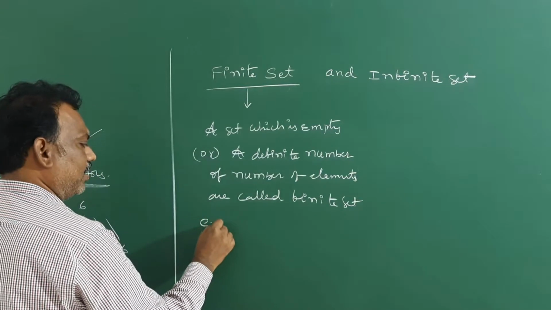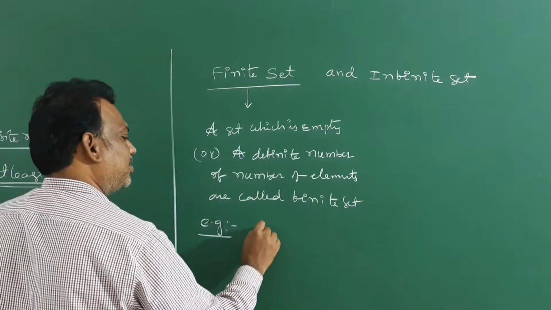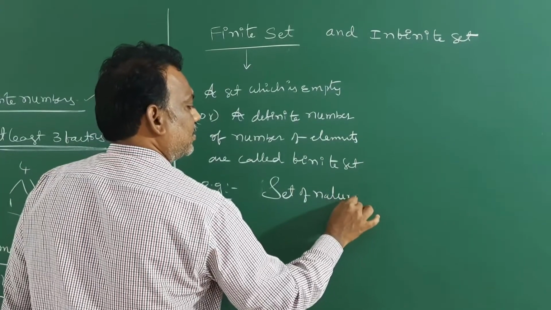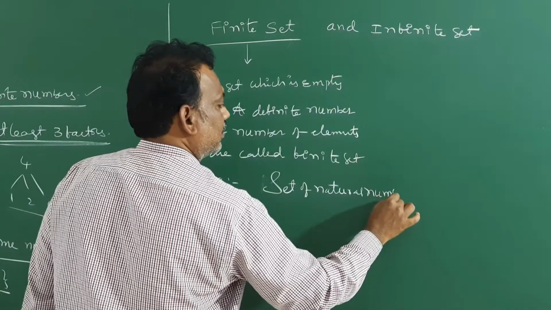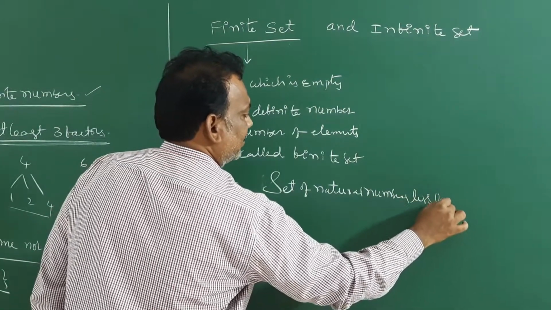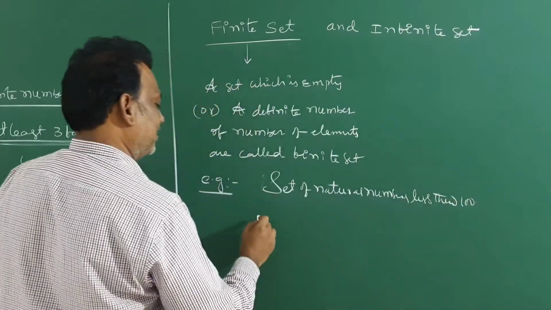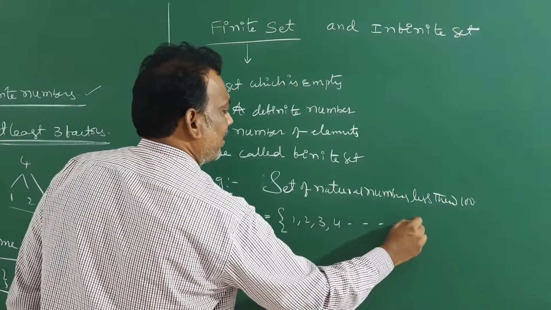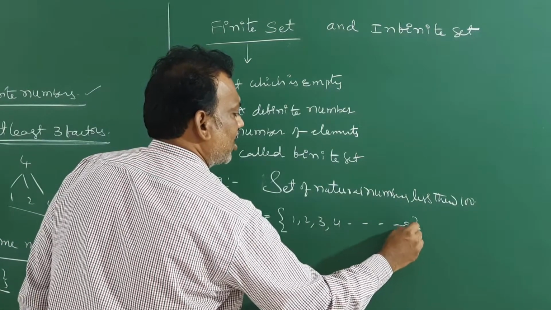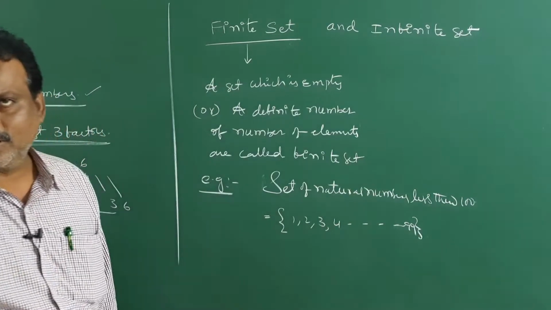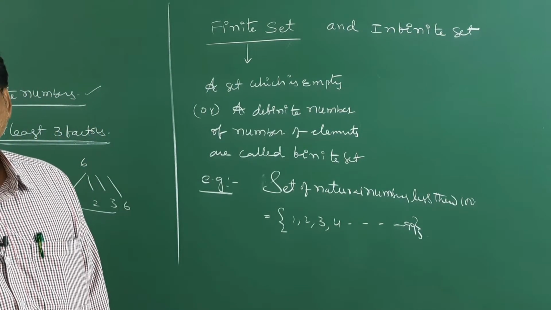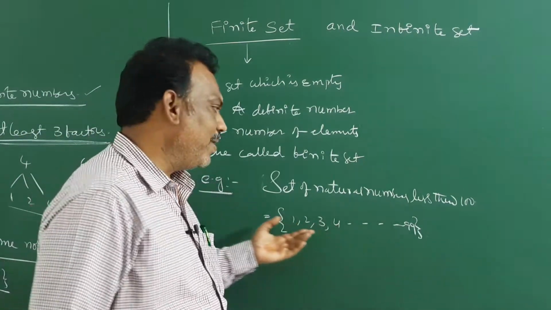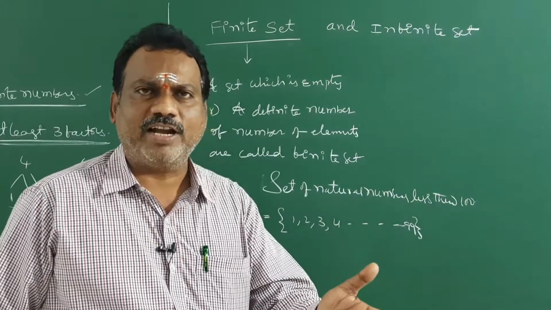For example, set of natural numbers less than 10, less than 100, and so on. So we can write set of natural numbers less than 100. 100 is not included, so you have to write up to 99. Correct, students? Natural number starts with 1, ends with 99. So how many elements are there here? 99. It is a definite number.